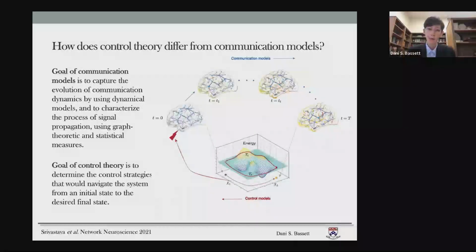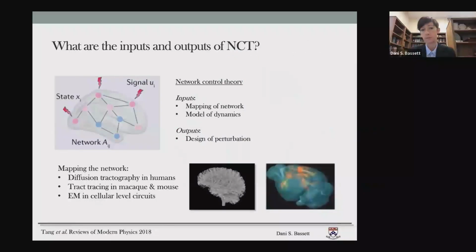Now, how does control theory differ from communication models? Well, first, they differ in their goals. The goal of communication models is to capture the evolution of communication dynamics by using dynamical models, and then to characterize the process of signal propagation using graph theoretical and statistical measures. In contrast, the goal of control theory is to determine the control strategies that would navigate the system from some initial state to some final target state.